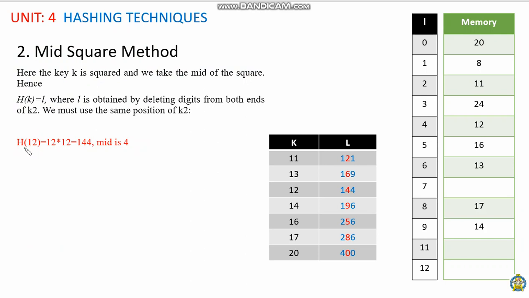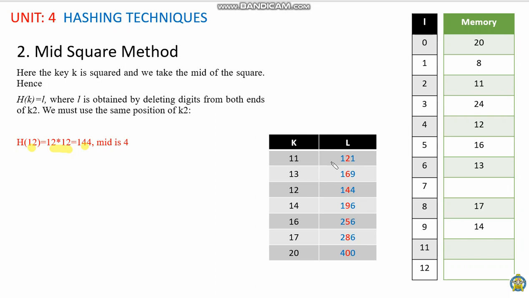Here, suppose k has a value 12. We find the square of k and take the mid value. So for example, if k is 12, that means the key of the record, we find the square of it. So we have 144 and we take the mid value, that is 4. So here are some examples. Of course, these are all symbolic examples. We have taken some representative values, and we take the mid values.